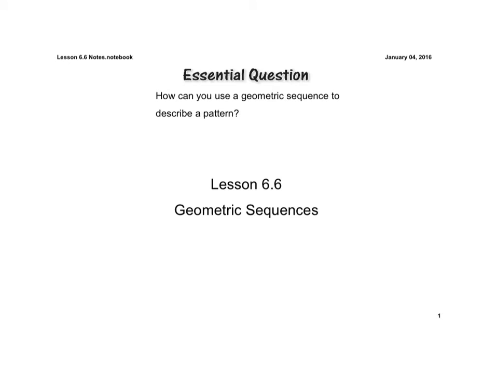Tonight we're going to be looking at Lesson 6.6, titled Geometric Sequences. If you recall, when we worked with arithmetic sequences, which is when they had a common difference, we'll now look at geometric sequences that would have a common ratio.